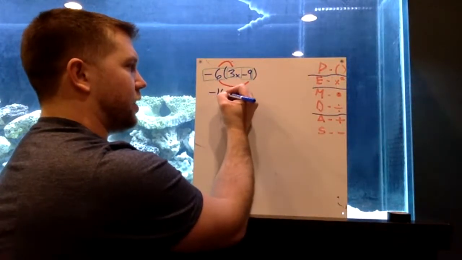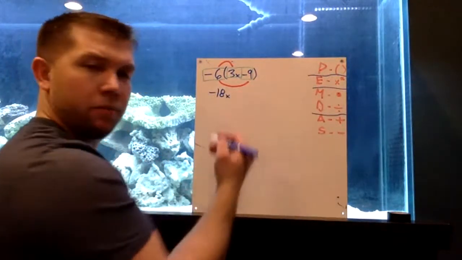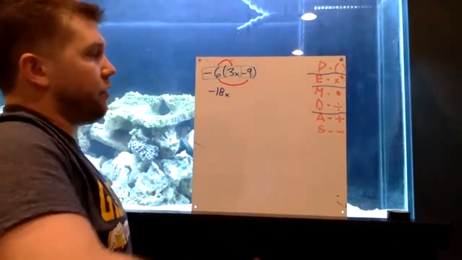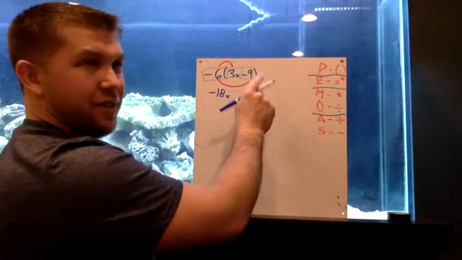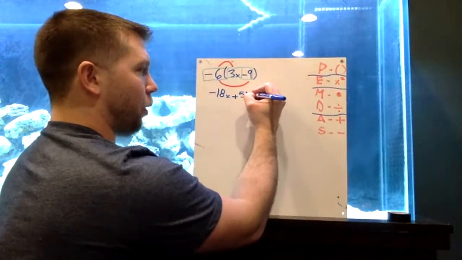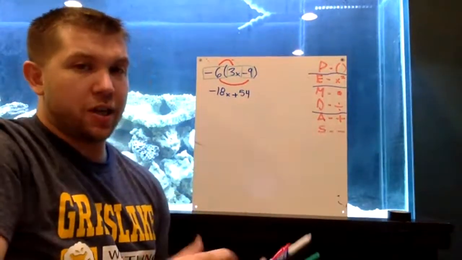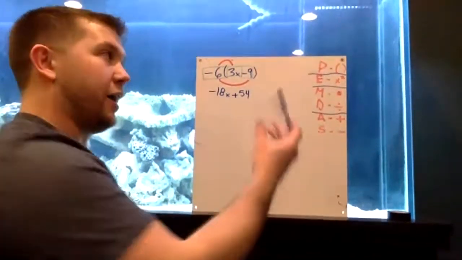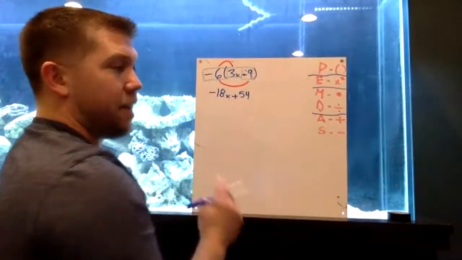That's a -18. Bring the x with you, right? So the x has to come with whenever we're multiplying. Okay, and then I have a -6 times a -9, which is going to be a positive 54. So that does change the sign to positive because I have a -6. I'm subtracting positive 9, which is the same as adding a negative.